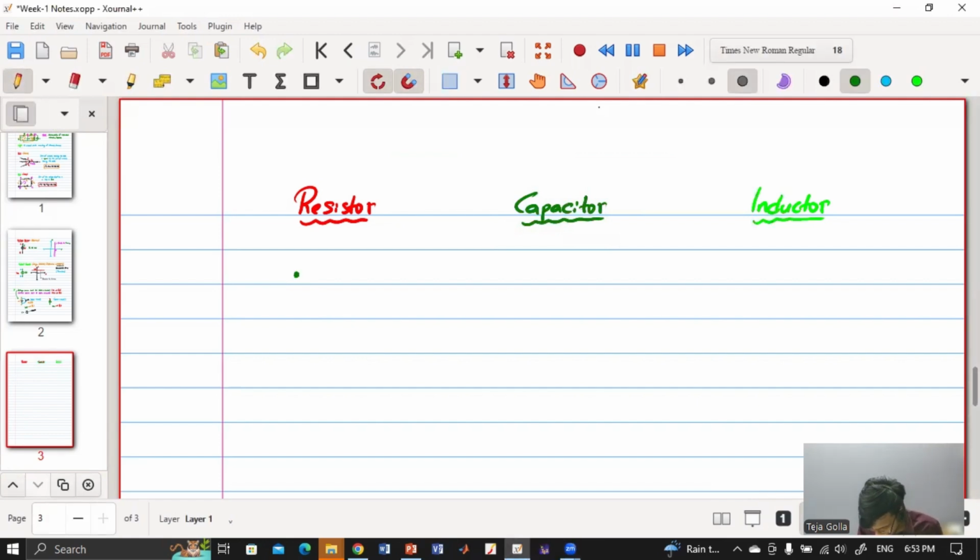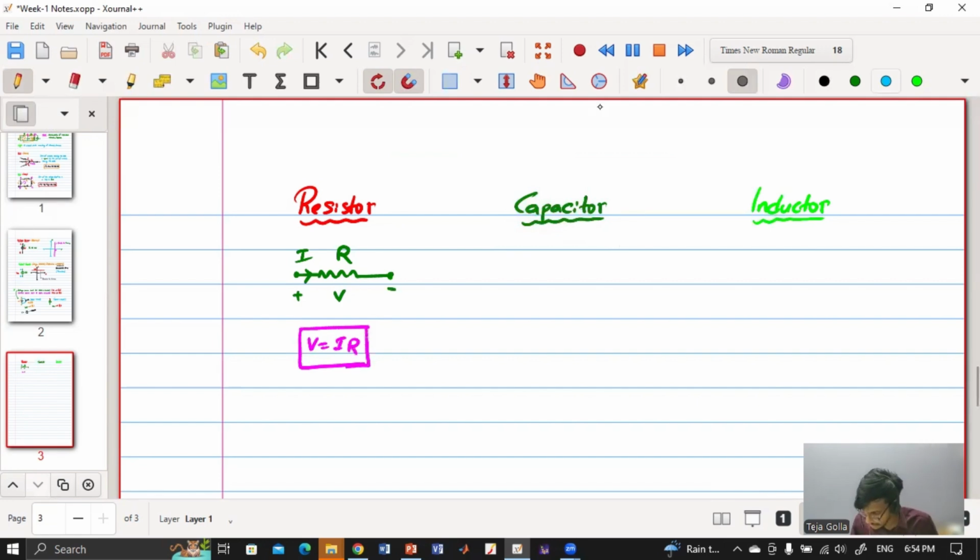So resistor meaning something like this. Say the voltage is plus minus V and the current is I and it is R. Then we have the relation V equals IR, which is Ohm's law, which you all know.